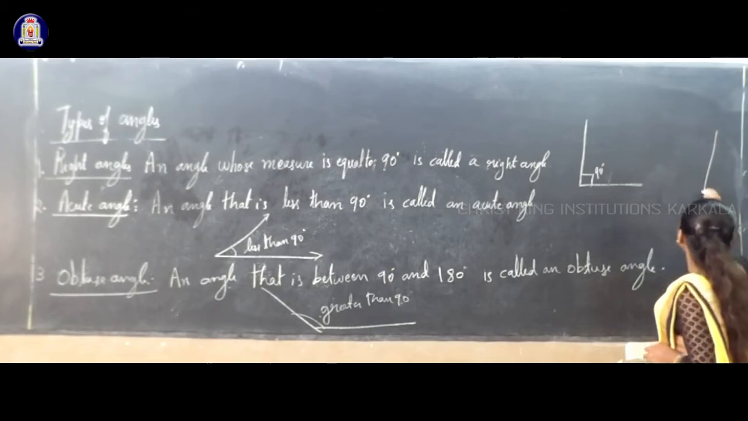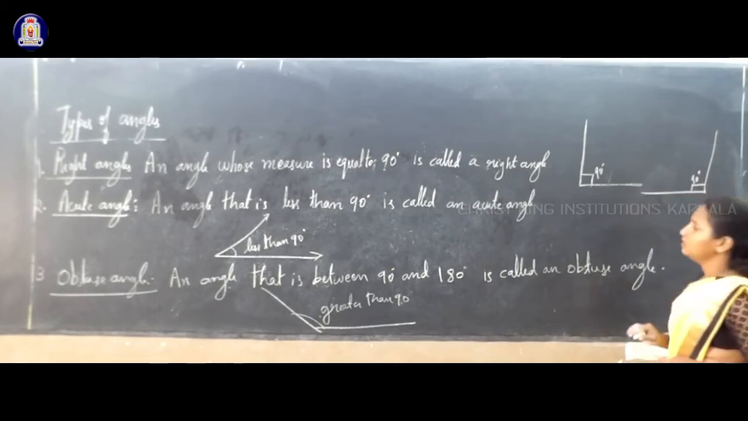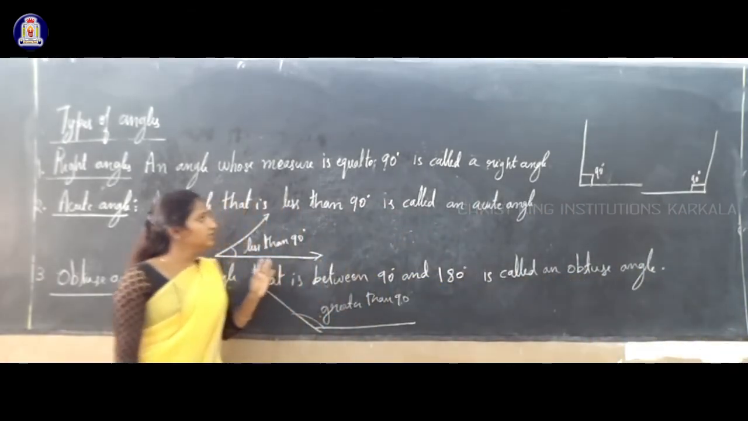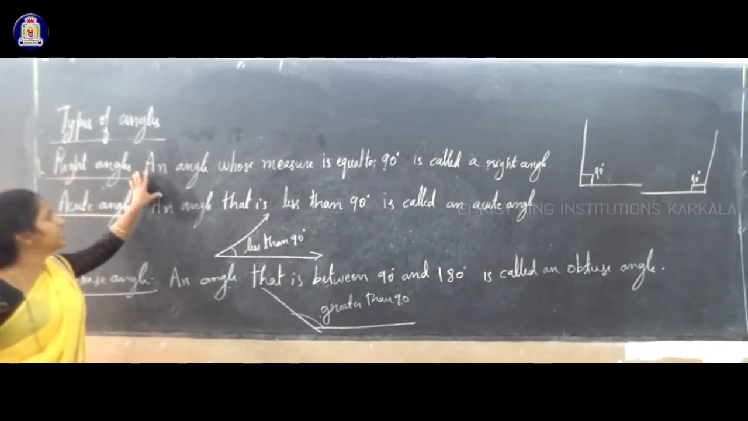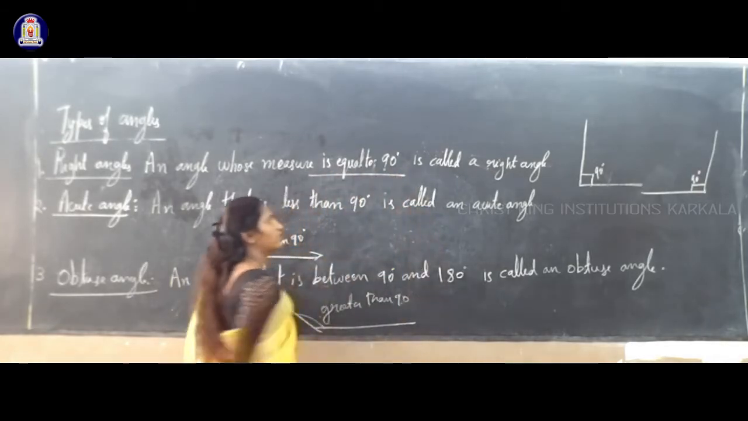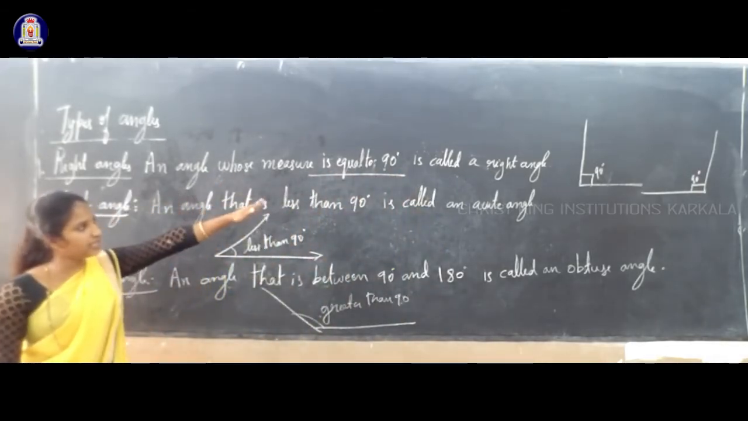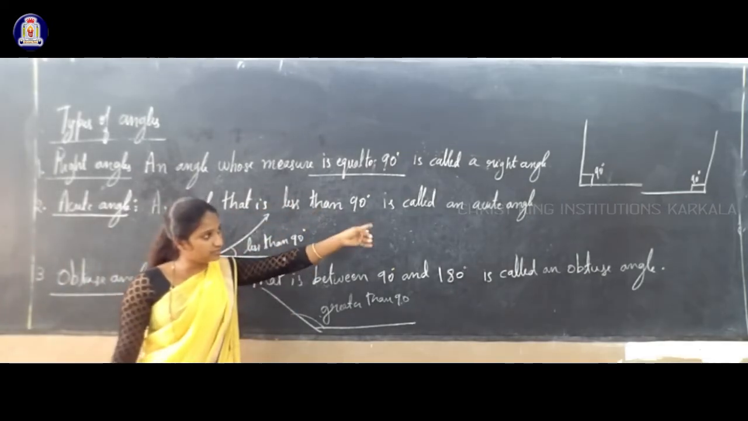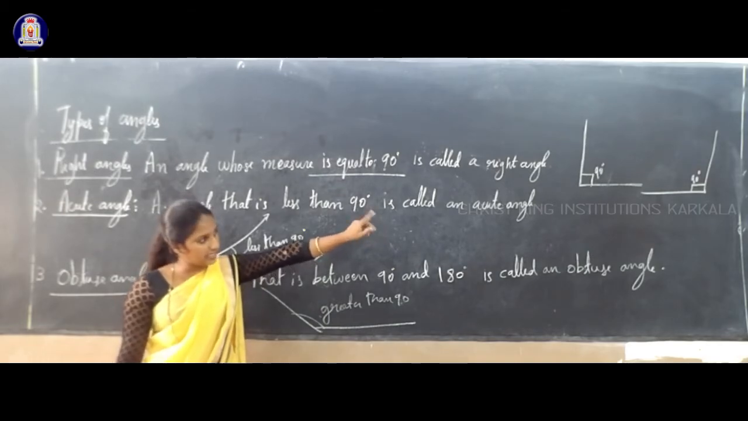We can draw it like this also. This is also a right angle, if this angle measures exactly 90 degrees. So what is a right angle? An angle whose measure is equal to 90 degrees is called a right angle. See, here I drew some diagrams, the figures, that is a right angle figure. Clear? So right angle, 90 degrees.